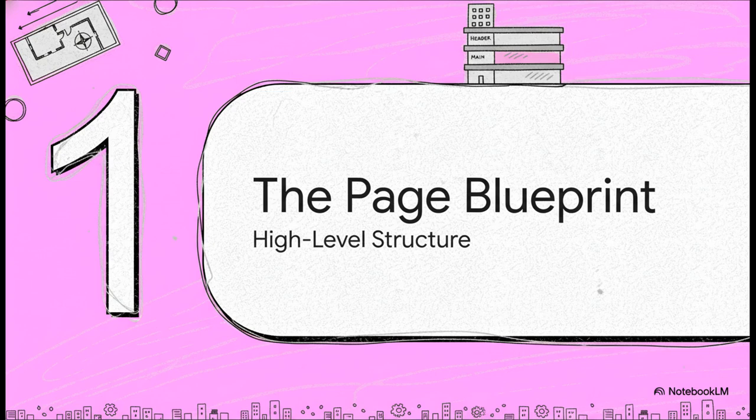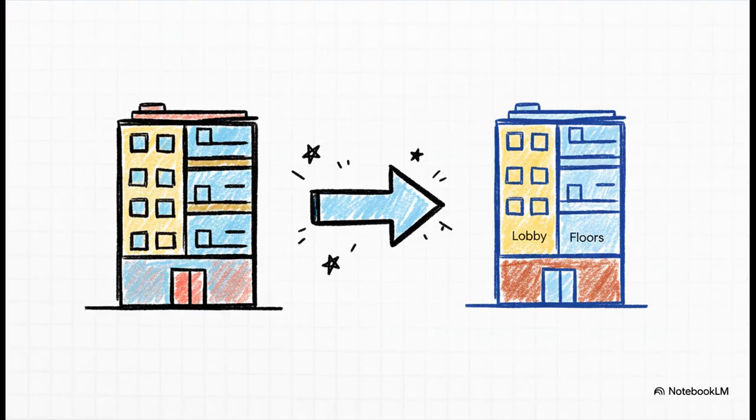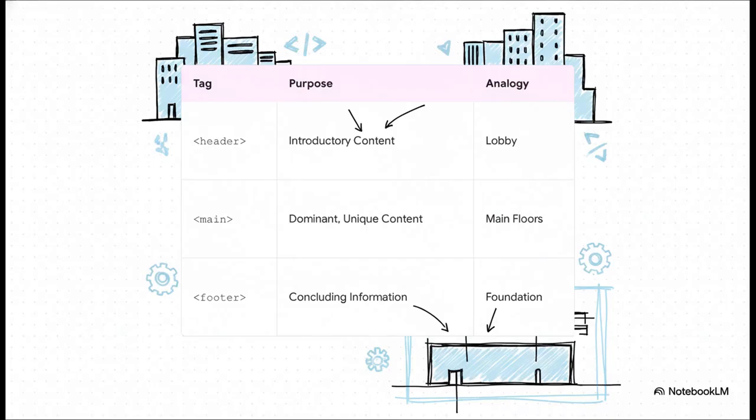I want you to stop thinking about your web page as lines of code and start thinking of it like a blueprint for a building. Every well-designed building has a really clear structure, right? You've got the lobby, you've got the main floors, you've got the foundation. Well, semantic HTML gives us that exact same kind of blueprint for our web pages, telling the browser what each part is actually for.